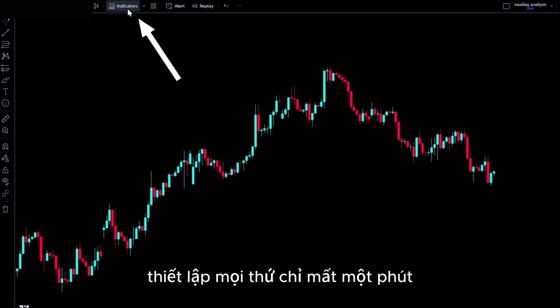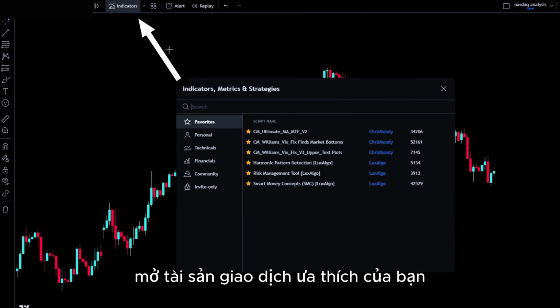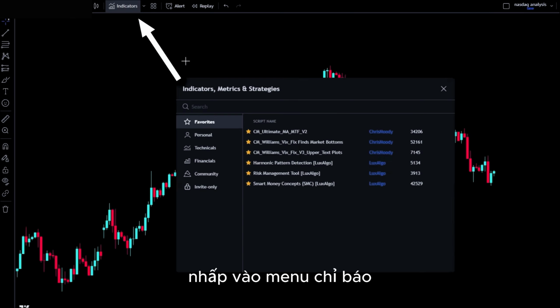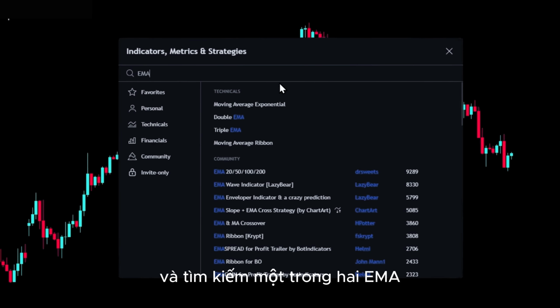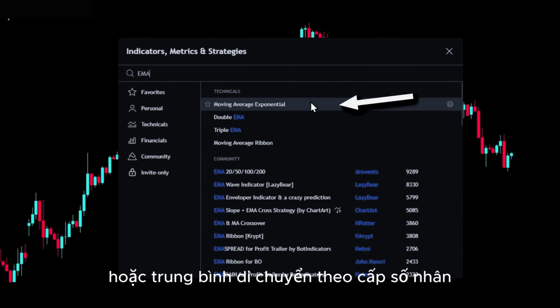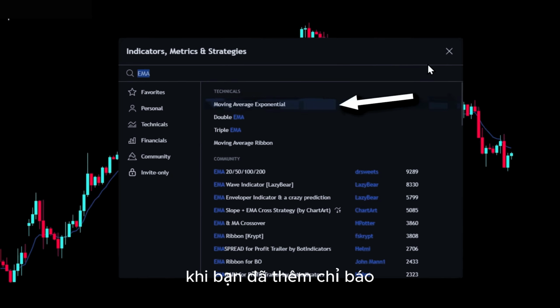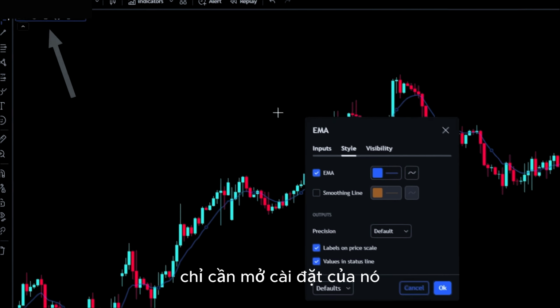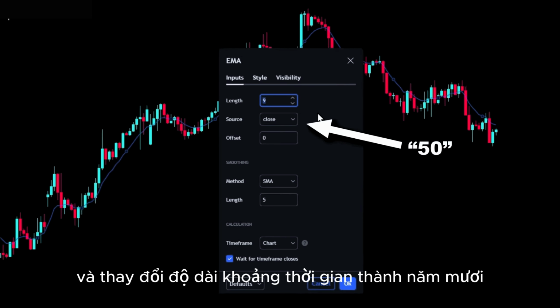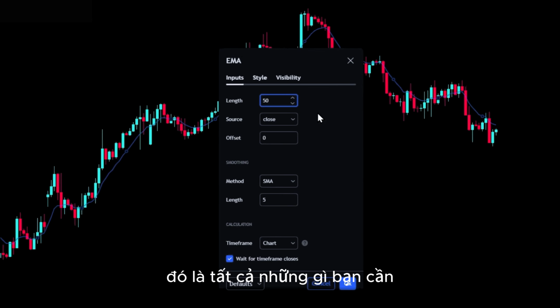Setting everything up only takes a minute. Open your preferred trading asset, click on the Indicators menu, and search for either EMA or Exponential Moving Average. Once you've added the indicator, simply open its settings and change the period length to 50. That's all you need before looking for trading opportunities.